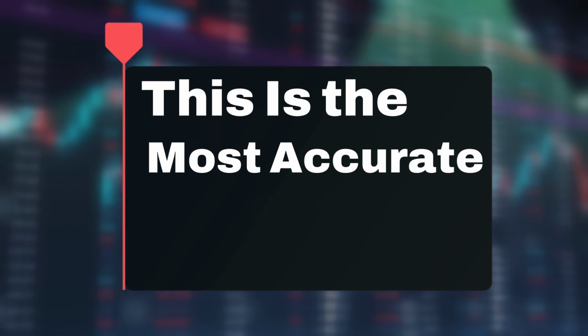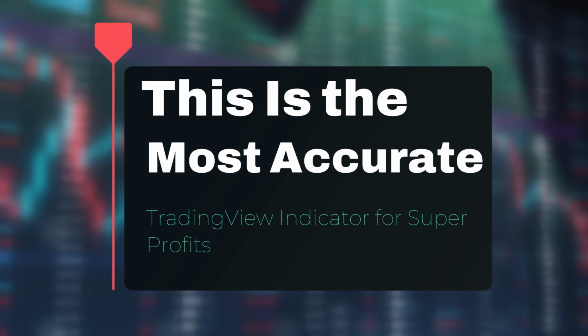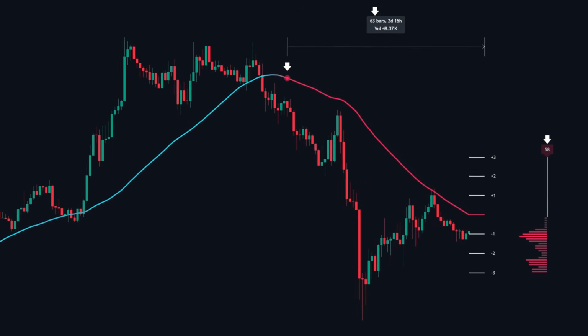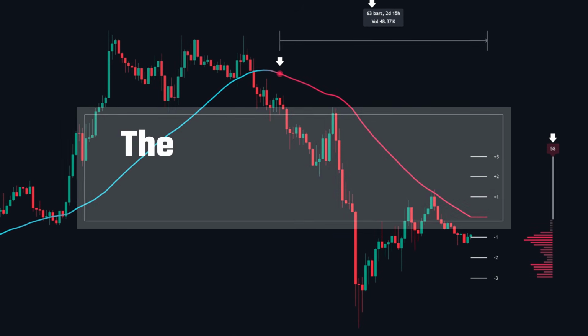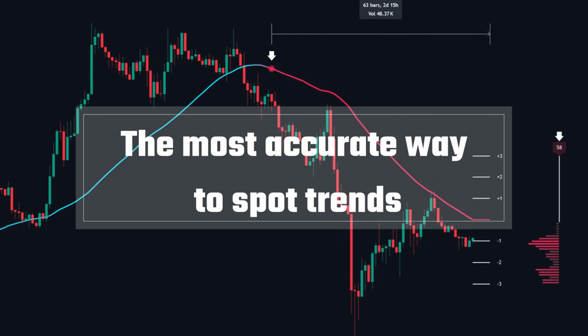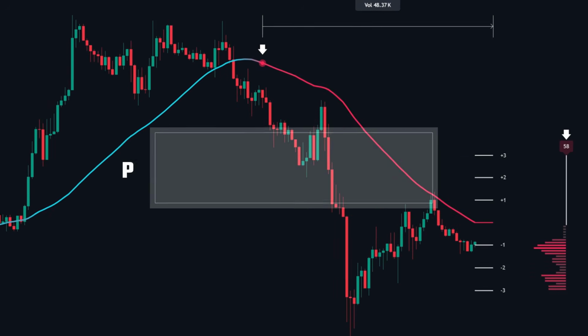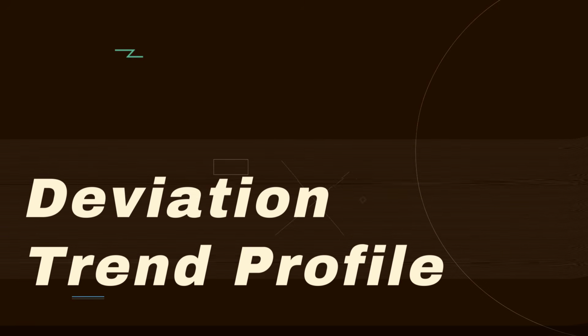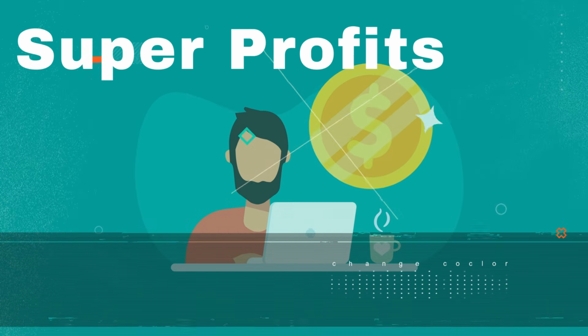This is the most accurate TradingView indicator for super profits. Check it out. This TradingView indicator isn't just another tool. This is the most accurate way to spot trends, measure their strength, and deliver precise trading signals. It's called Deviation Trend Profile, a game changer for traders chasing super profits.